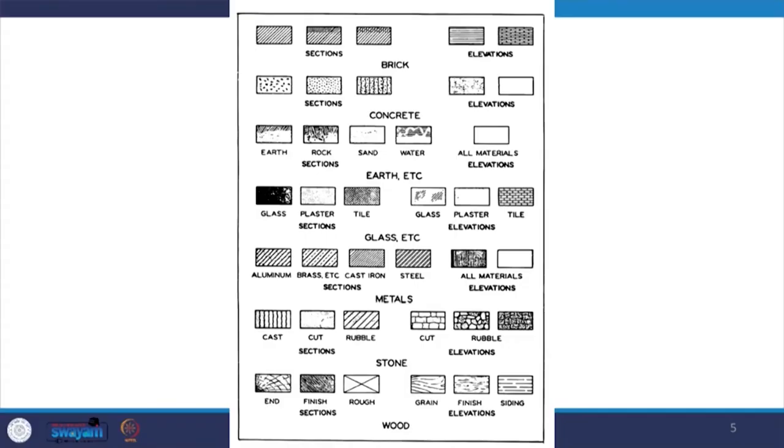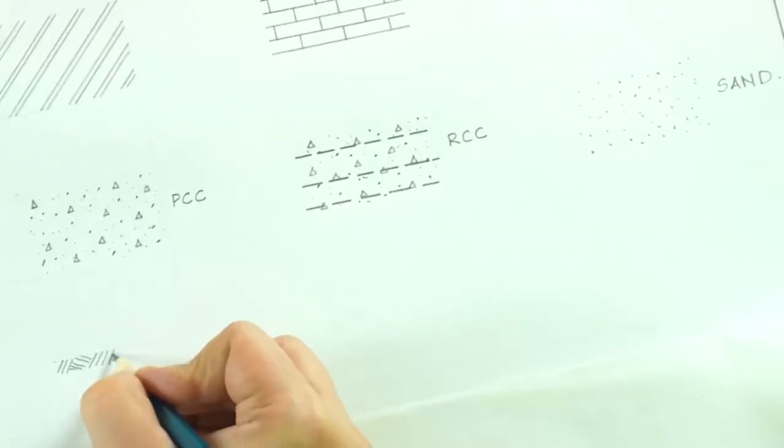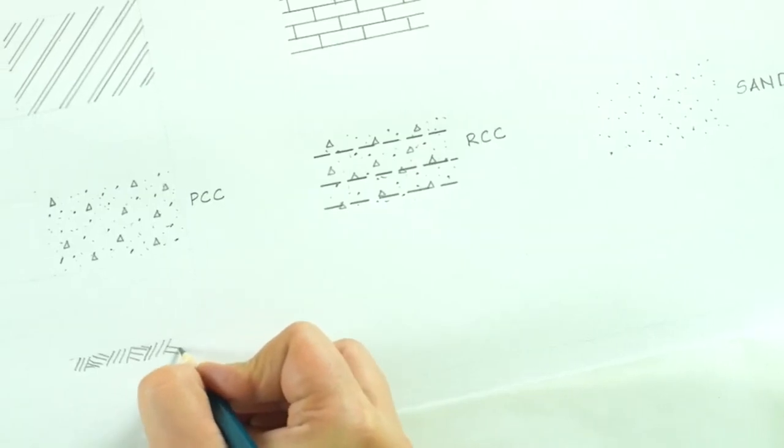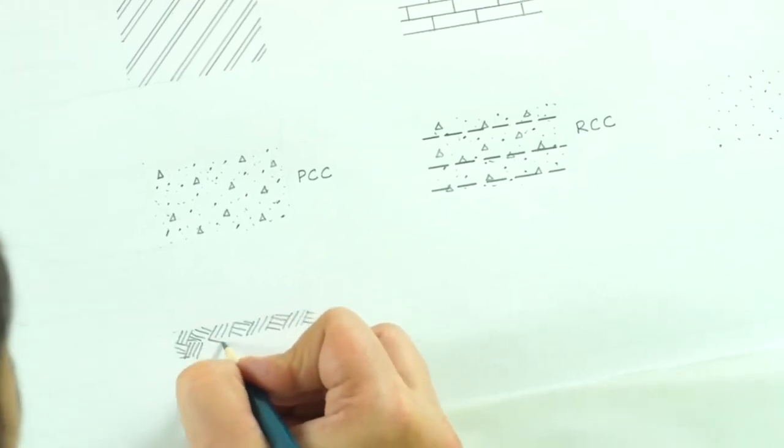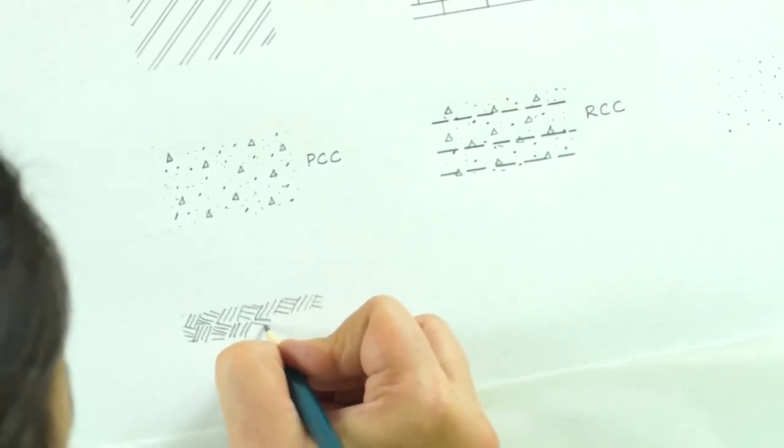Now, if we have earth, earth can be used in multiple ways. There could be rammed earth fill, there could be just plain earth loosely filled. Most commonly when you are doing flooring, you will be using the rammed earth. The rammed earth is represented by a hatch which is drawn like this. So, you have a hatch pattern which goes in different directions. We fill it up like this.